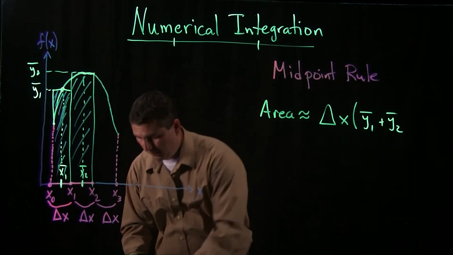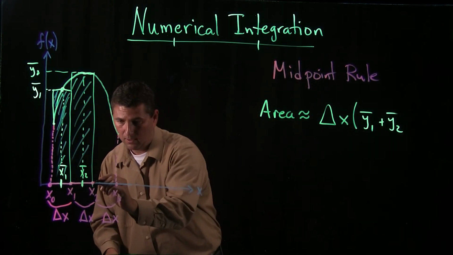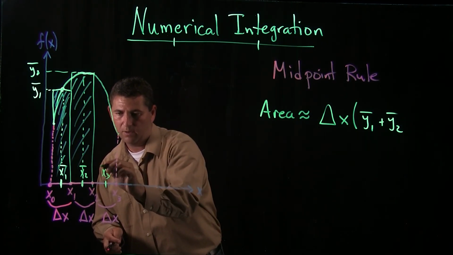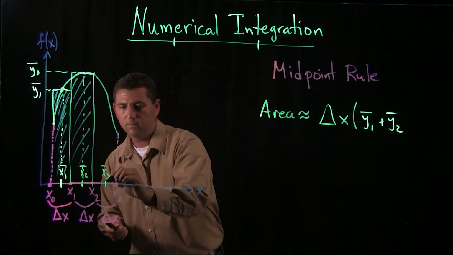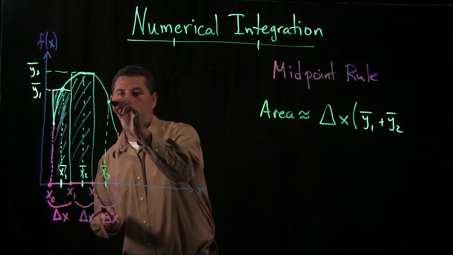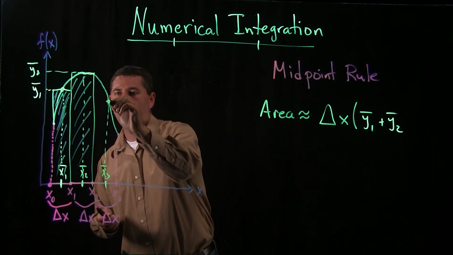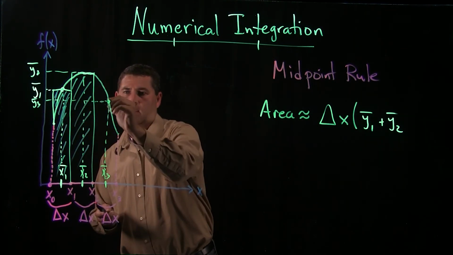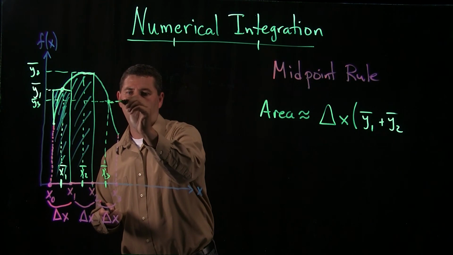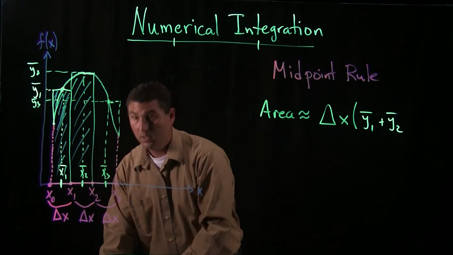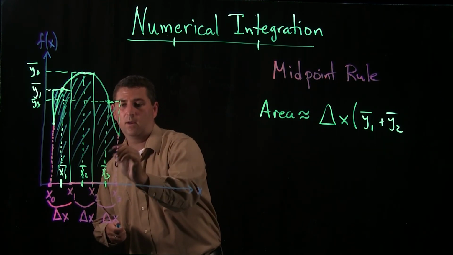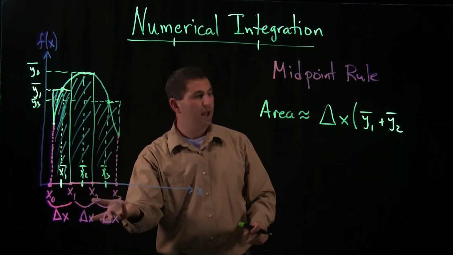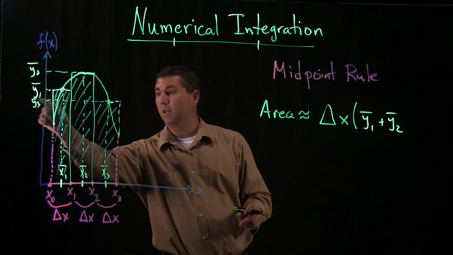Okay, and finally we do the x2 to x3 interval. Find the midpoint, that's x3 bar. Sample the function. Okay, goes about there. That gives us a height. That's our y3 bar. And we'll fill this out to make a nice rectangle. And now I have a third rectangle. Base, again, delta x. Height is going to be y3 bar.